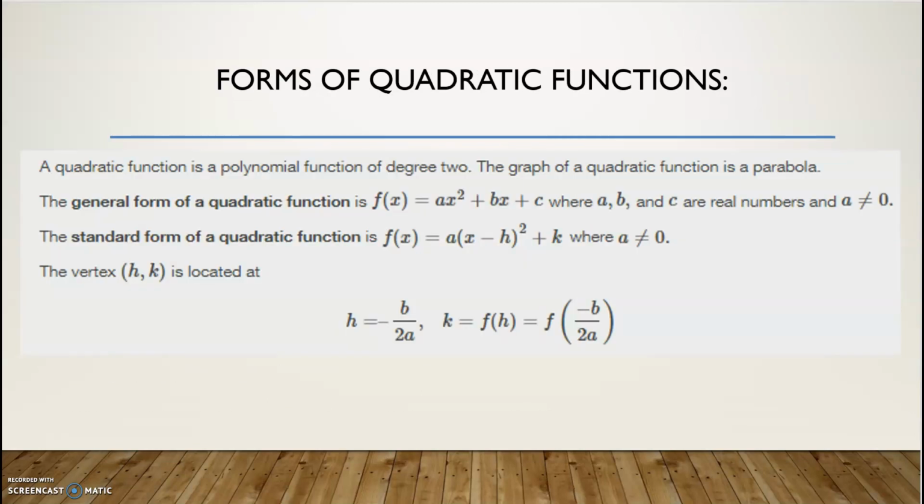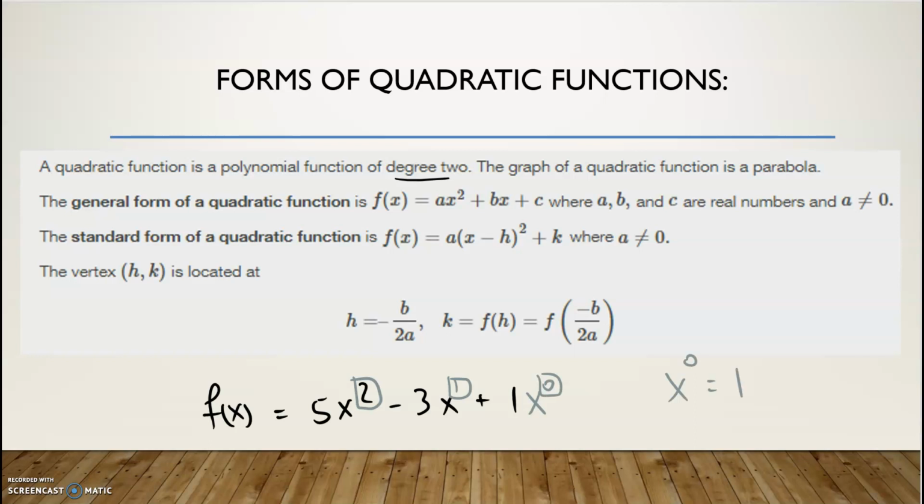Okay, now let's look at some forms of quadratic functions. We said that a quadratic function is a parabola. A quadratic function is a polynomial function of degree 2. Say we have something like 5x squared minus 3x plus 1. We have x raised to 2 here, x raised to an understood 1, and a constant is always x raised to 0, because anything raised to 0 is really just 1. So the highest degree here would be 2, so it's a degree 2 polynomial.